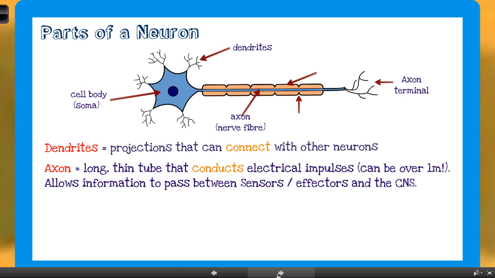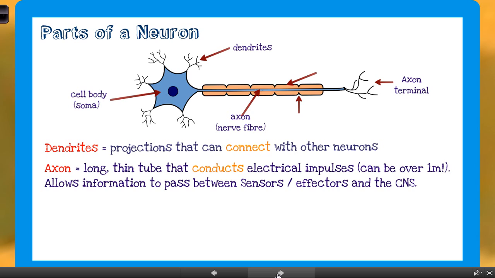So an axon is a long, thin tube that conducts electrical impulses, and it basically allows information to pass between the sensors and effectors. Sensors being things like our eyes, ears, the mechanoreceptors and thermoreceptors in our skin that we spoke about, and effectors are things like muscles, things that do things, and the central nervous system.